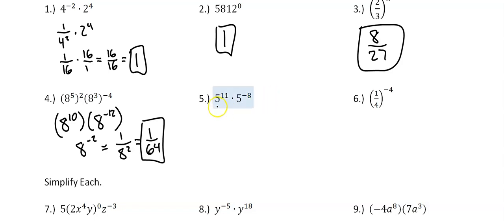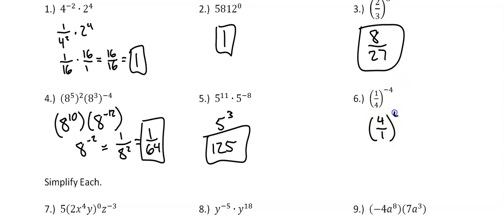Same thing here. When I multiply these, I add the exponents. That's going to be 5 to the 3rd power. And that's a lot more manageable than doing things like 5 to the 11th power. So that's 125. This one, remember the negative exponent flips this thing, so it's going to be 4 over 1 raised to the 4th power. So really it's just 4 to the 4th power. And 4 to the 4th power is 256.